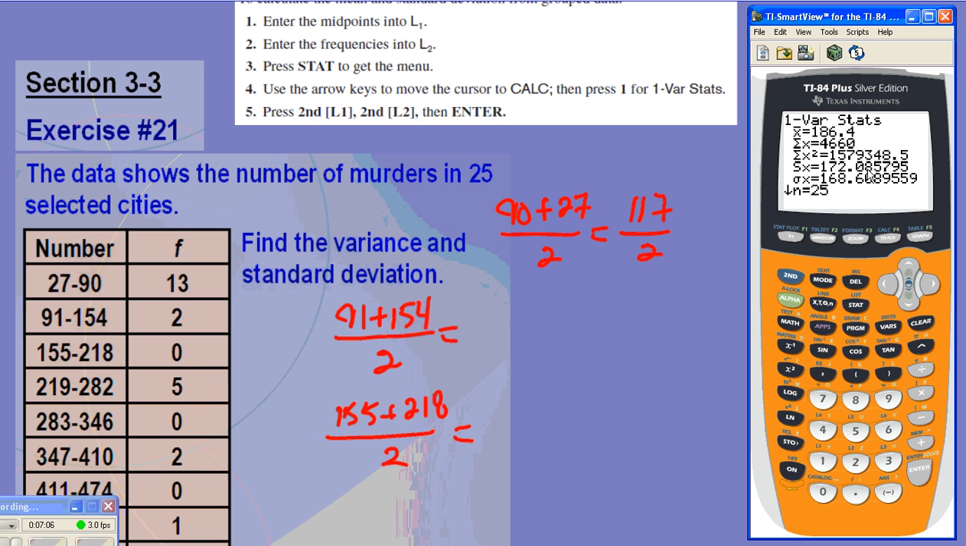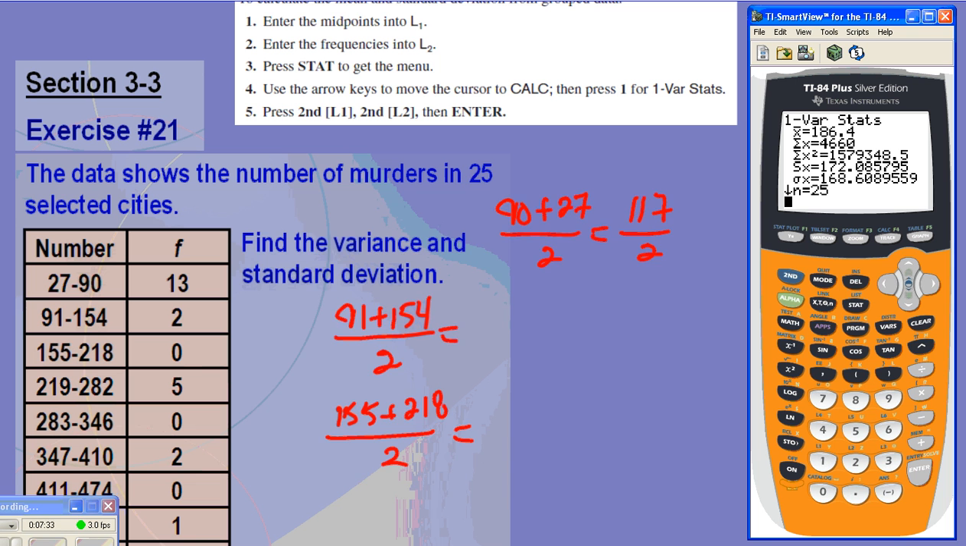So it's taken into consideration that we had 13 numbers that fell between 27 and 90. We don't know what they are. We just know that there's 13 of them. It took into consideration we had 2 between 91 and 154, none between 155 and 218, 5 between 219 and 282, and so forth and so on. And it comes through there and it tells us.